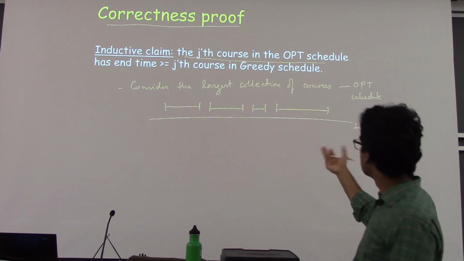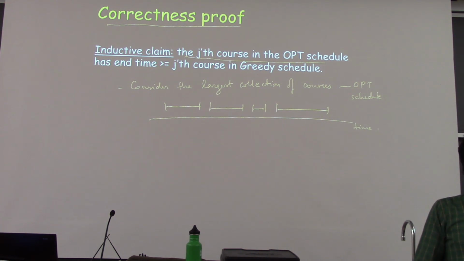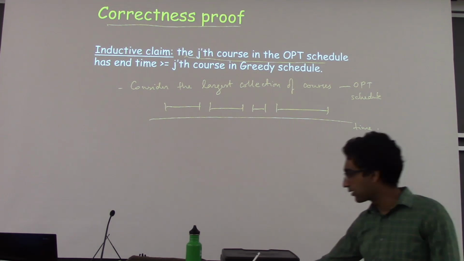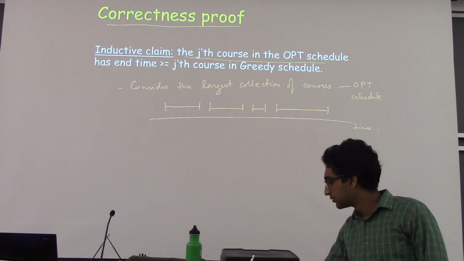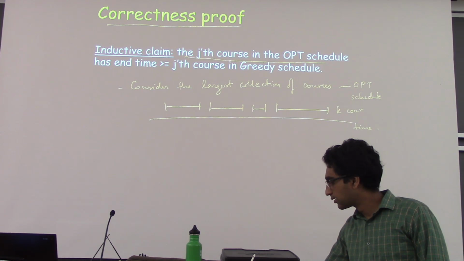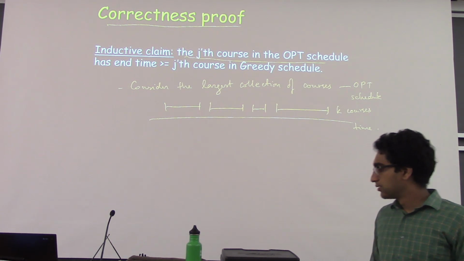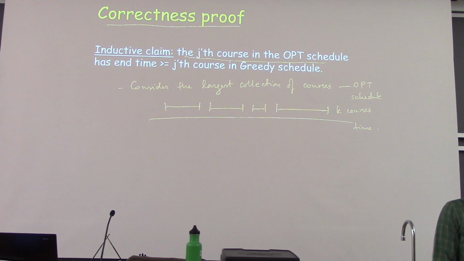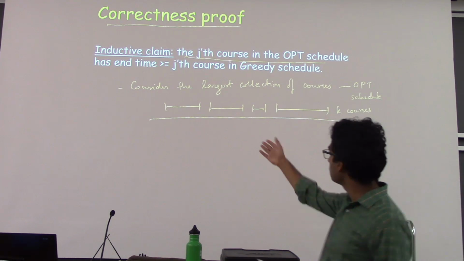And let's say the optimum number that you can take is some k courses. I want to claim that our greedy algorithm takes at least k courses. And why is that? So again, the proof will be by induction.